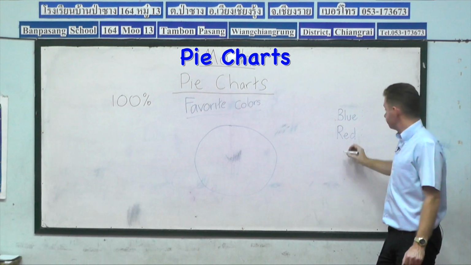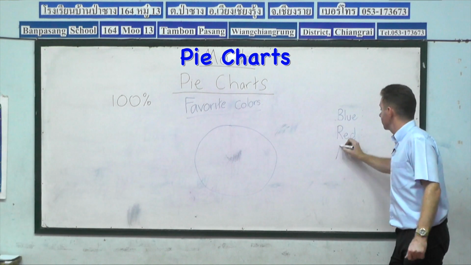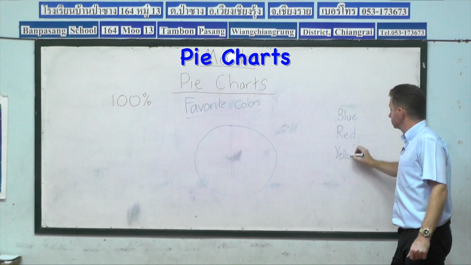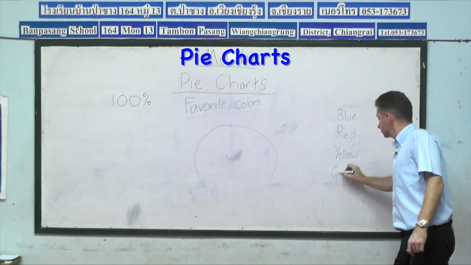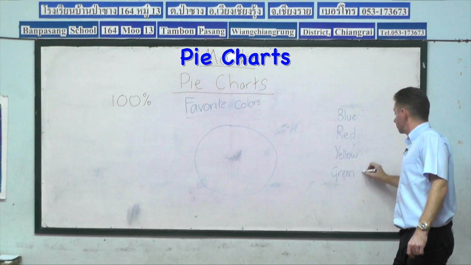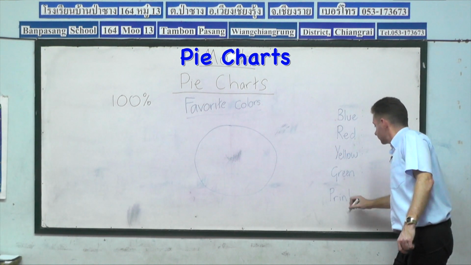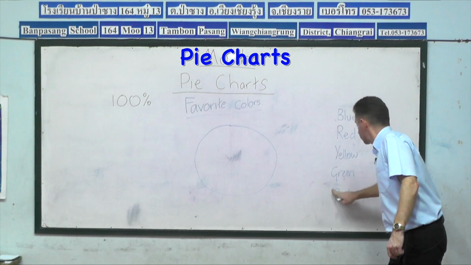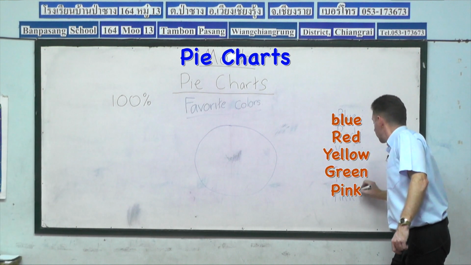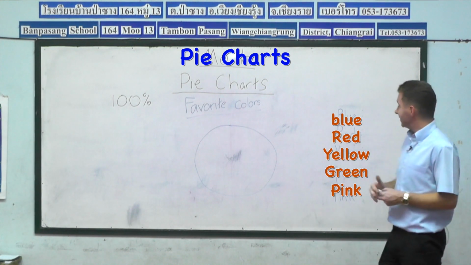Yellow, another colour. Let's have 5 colours. So blue, red, yellow, green, okay. And pink, we'll use pink, okay. So each of these, sorry, spelling that wrong there. There we go. Pink. Each of these different colours will represent a different slice of pie.